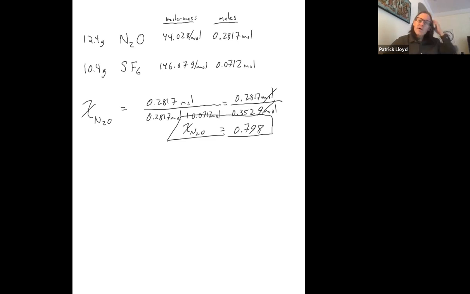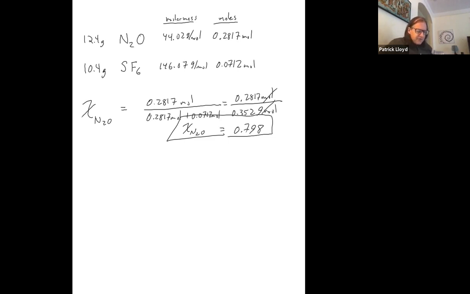Okay. In a way, that's telling you that 0.798 of the total gas mixture is due to the N2O. We don't generally do mole fraction percentages or mole percent. You could multiply that by 100 and say, oh, 79.8% of the total gas is N2O.